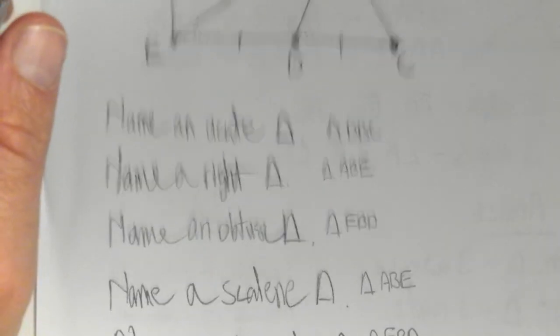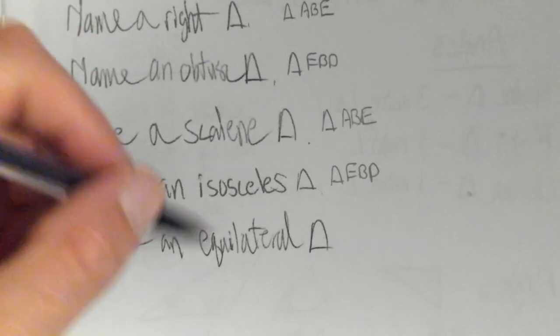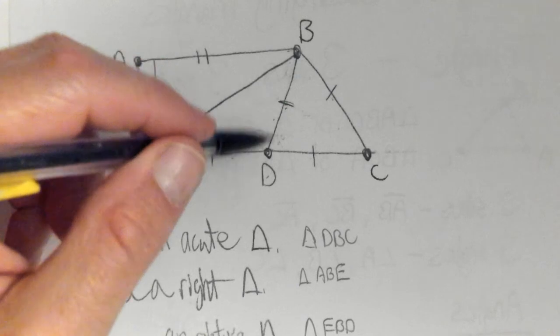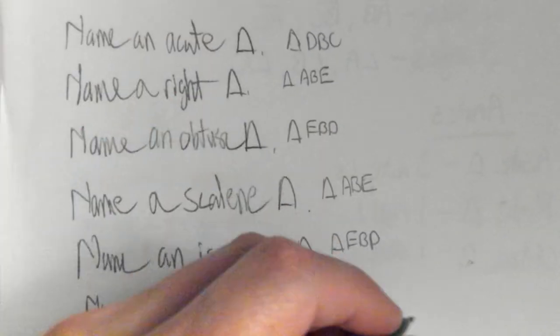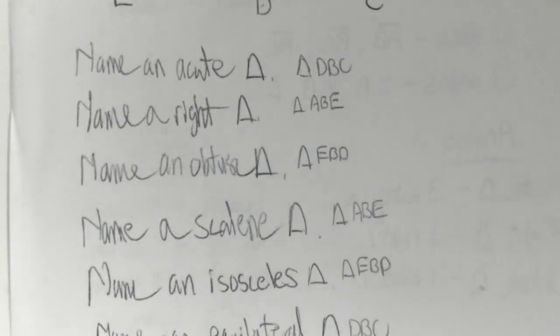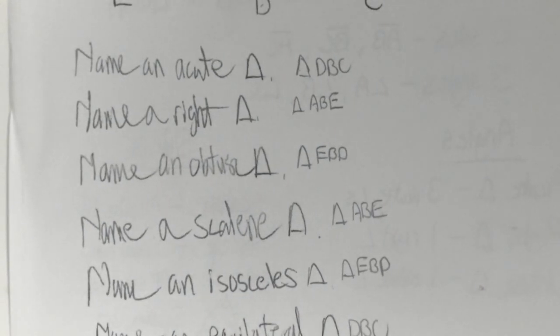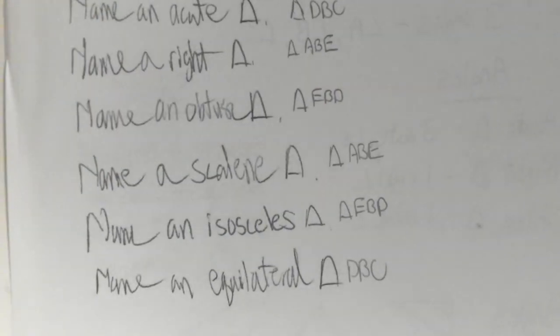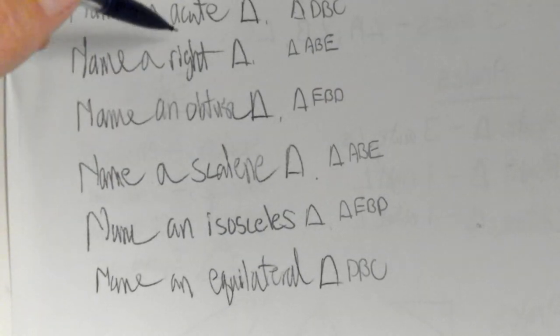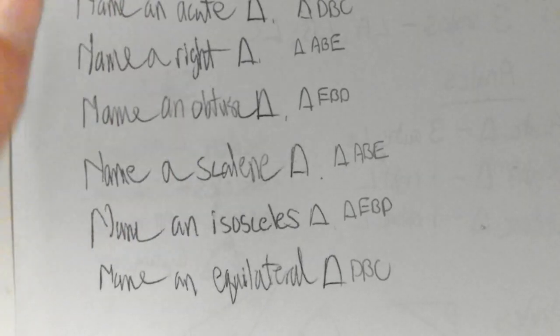Okay, and the last one is to name an equilateral triangle. All sides are the same. That'll be this one, triangle DBC. And so pretty much if we just know these 6 definitions, then we should do fine on the quiz: acute, right, obtuse, scalene, isosceles, and equilateral.